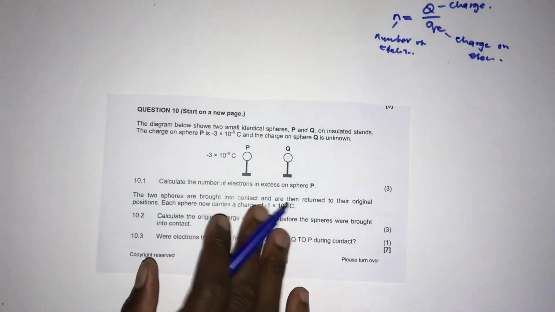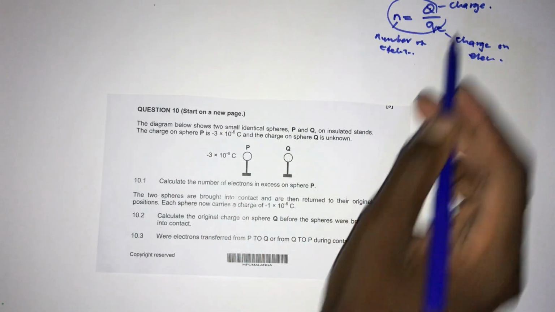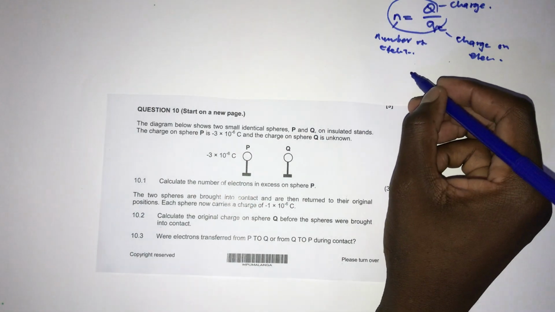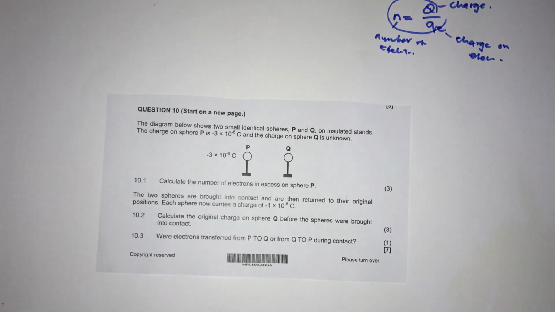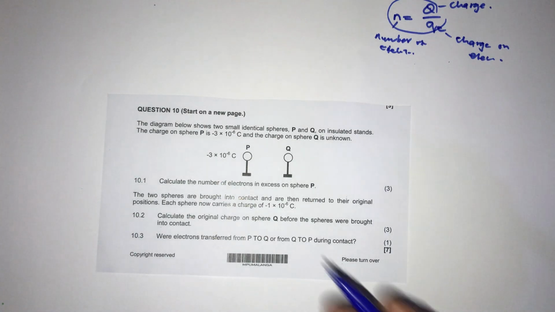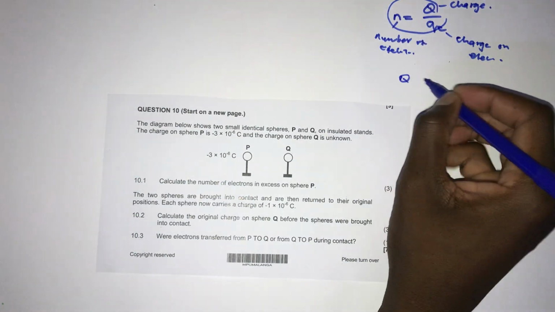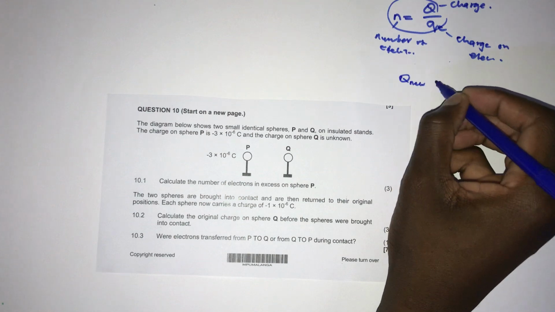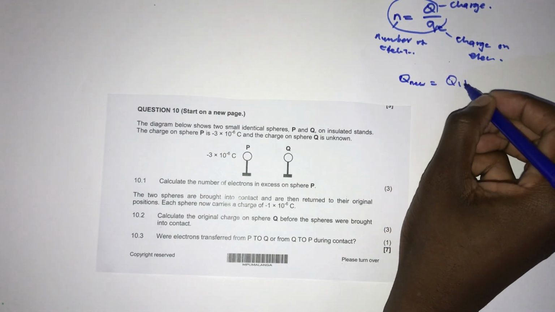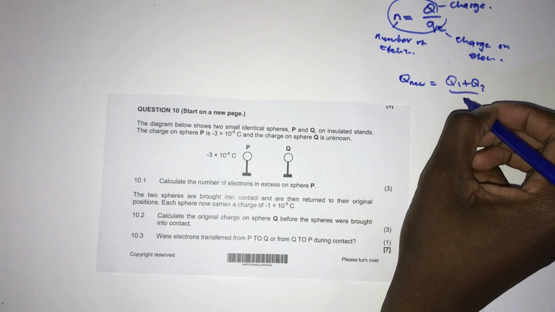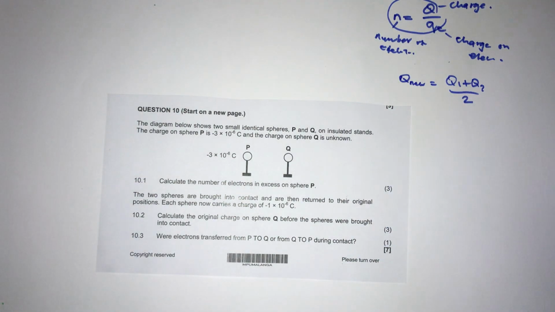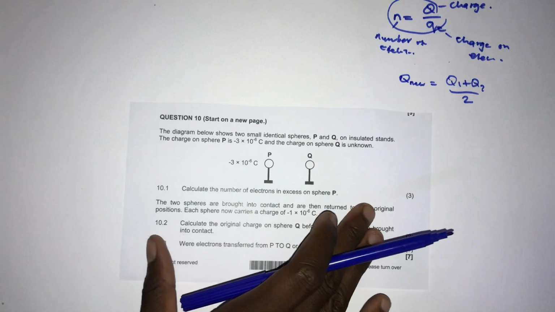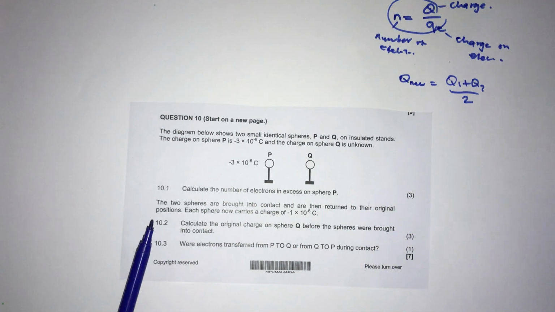This is the first formula, and the second formula is for a new charge. As long as the spheres are brought into contact, they form a new charge. So this is the formula for a new charge: Q1 plus Q2 all over 2. We talked about this in the previous video. Now let's get back to business.